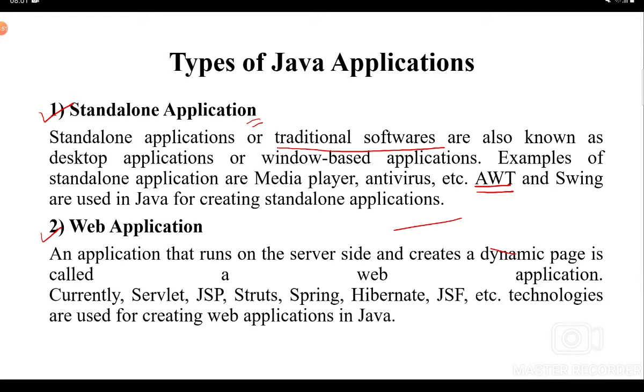Web applications are those type of applications which run on the server side and create dynamic pages which keep on changing based on the user requests. Currently servlets, JSP, Struts, Spring, Hibernate, JSF, etc. are the technologies which are used for creating web applications in Java. Basically all types of websites which are built in Java fall under this category.